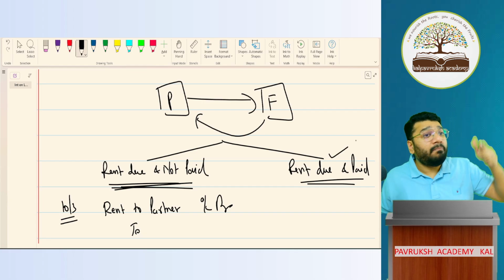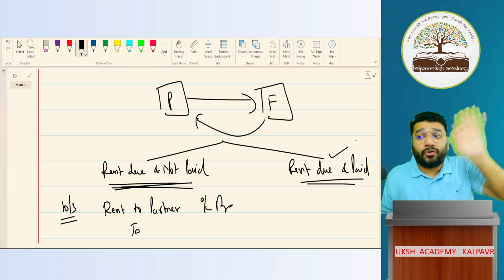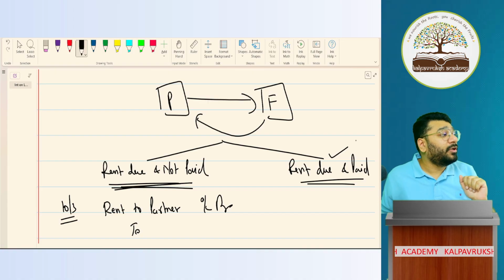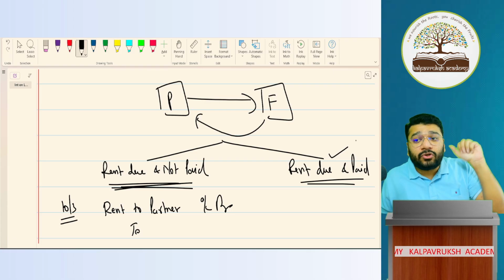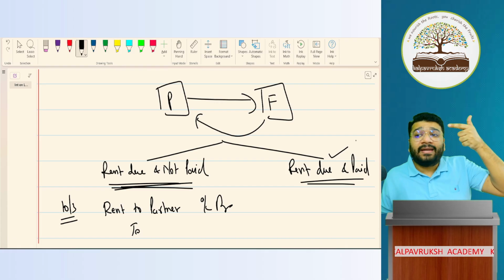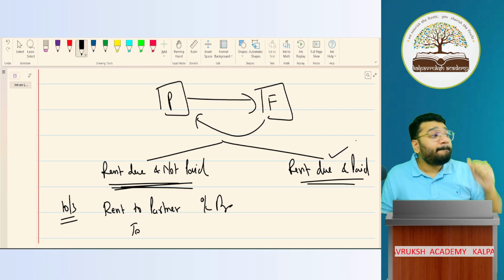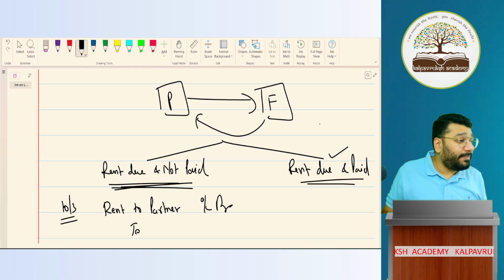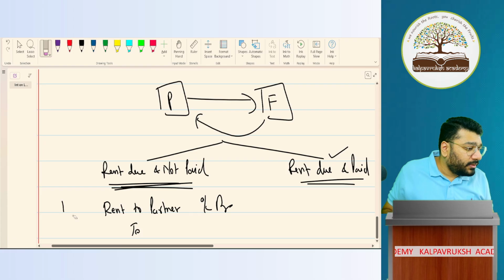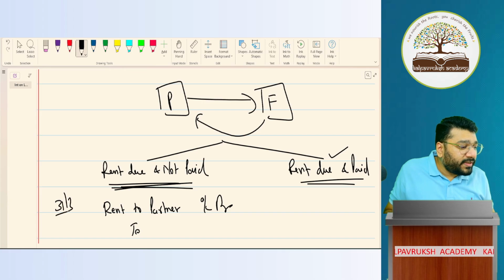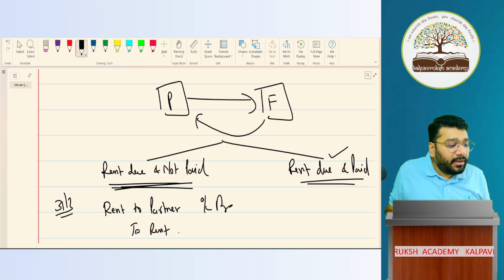I'm talking about March month where you enjoyed the premises, but you have not paid the rent. So rent is due for payment, but not paid. Month of March, 5,000 rupees is the rent. What is the entry? Rent expenses to rent payable. Rent payable, due and not paid, madam. Sorry, this is not 10th March. This is 31st March. Rent to rent payable.